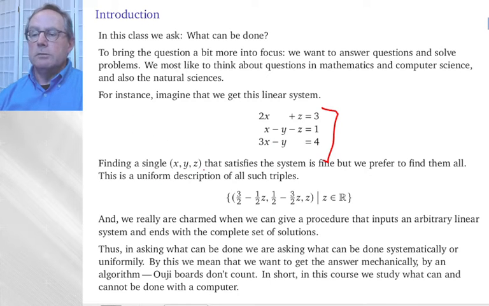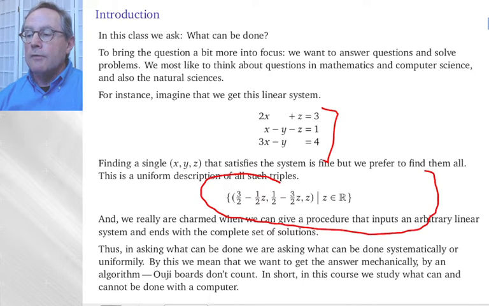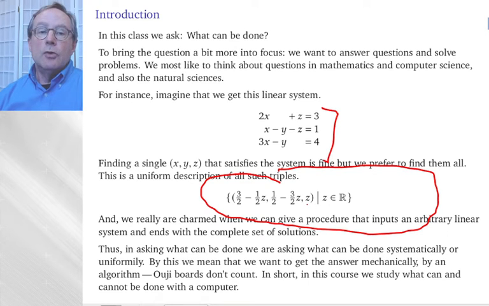Finding a single XYZ that satisfies the system is great, no complaints. But surely what you really want to do is to find all of the solutions. So this is a list of all of the XYZs that satisfy that system. All of them. If you pick a Z like Z equals 10, and you plug it in, 3/2 minus 1/2 times 10, 1/2 minus 3/2 times 10, and 10, you'll get a triple XYZ that solves that linear system. Every triple that solves that linear system is in this form.